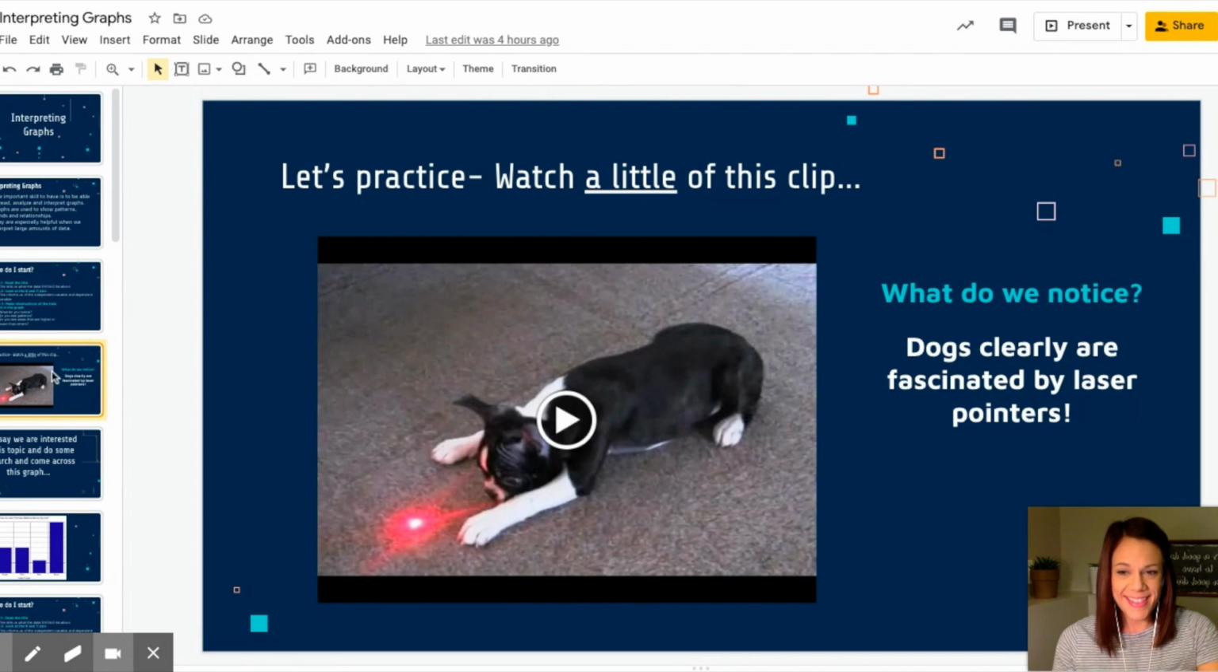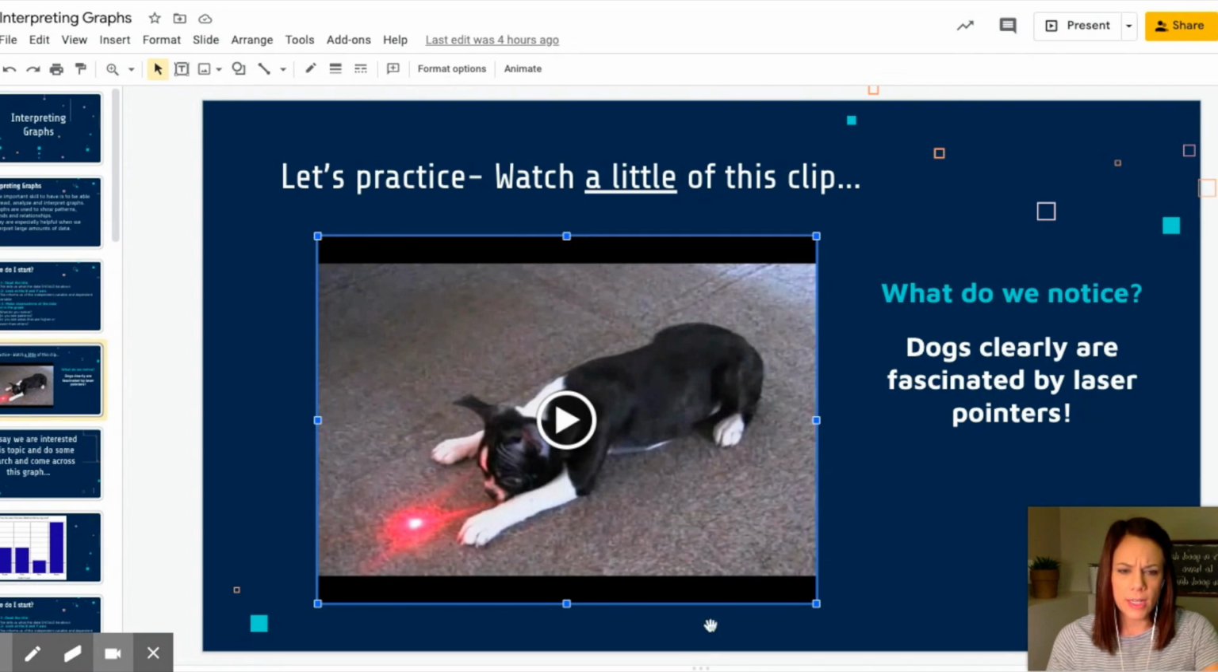One thing that I find fascinating is how much pets love laser pointers. I don't know if you have a pet at home. Actually, I know a lot of you do because I've been watching them in the Google Meet. But we're going to watch this little clip and then it'll make sense once we keep going. So here we go. Pay attention. We're not going to watch the whole thing, just a little bit of this clip.